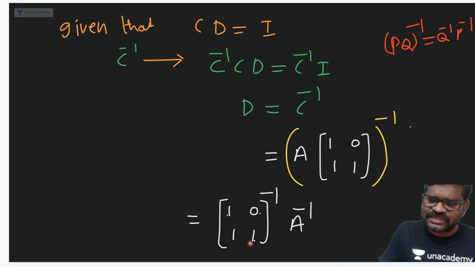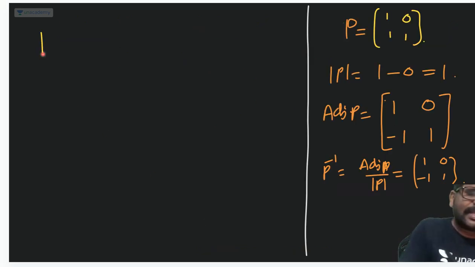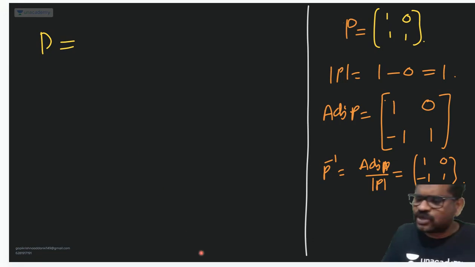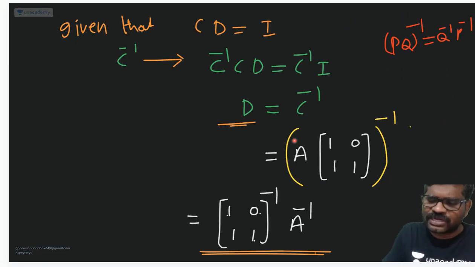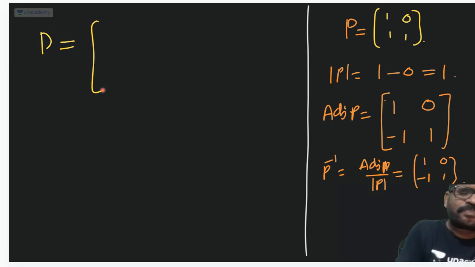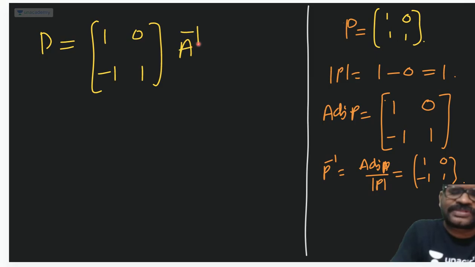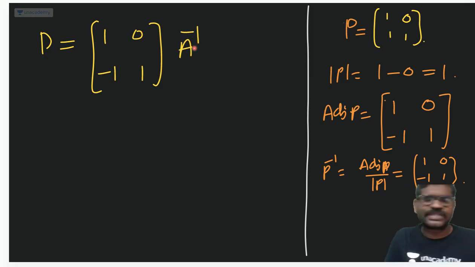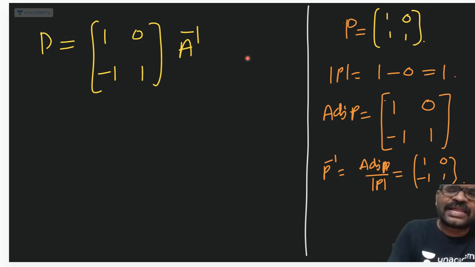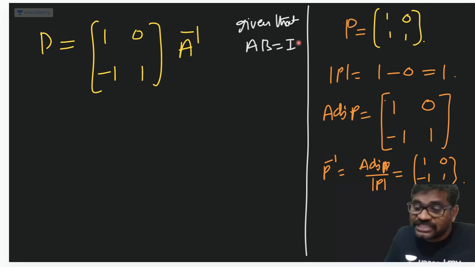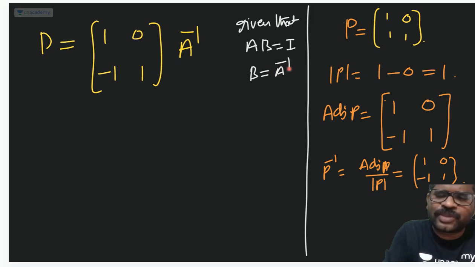Therefore, this equation is nothing but D, na? D is equal to 1011 whole inverse. 1011 whole inverse is 1, 0, minus 1, 1, into A inverse. One minute, observe. Given that AB is equal to I, if AB is equal to I, then B equals A inverse.